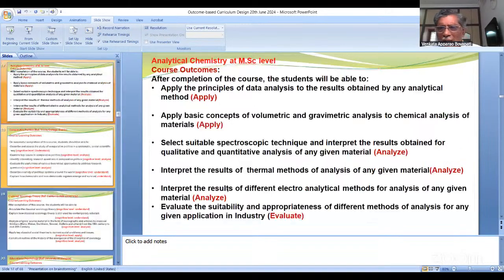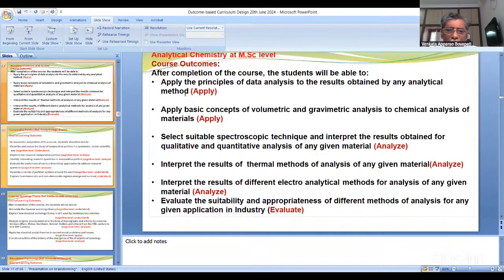So this is an example for science. College of Engineering and Management means there will be science courses also. Of course, I am giving the example at postgraduate level, by chance if some colleges have PG programs. After completion of this course, students will be able to, common stem, apply the principles of data analysis to the results obtained by any analytical method, apply level.